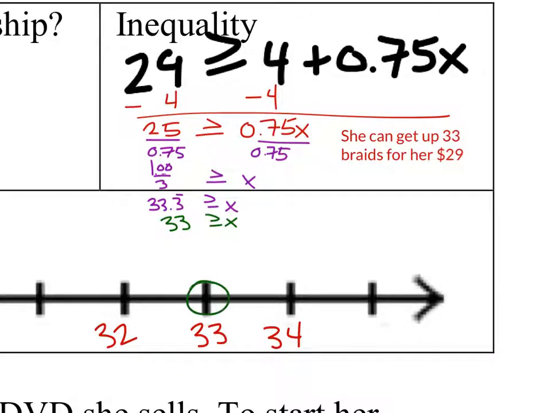It'll be closed, because it's also equal to. So we close that up pretty good. Is it eating the x? Nope. So it has to go to the left. There we go.